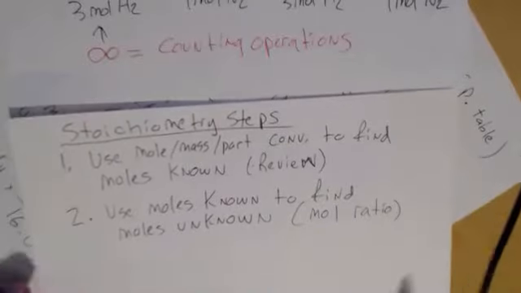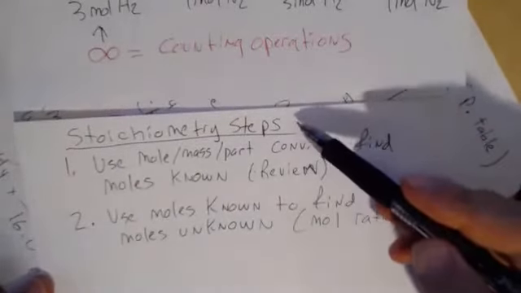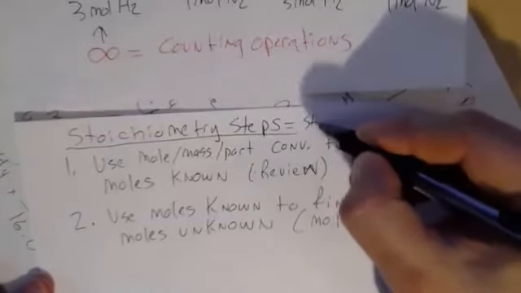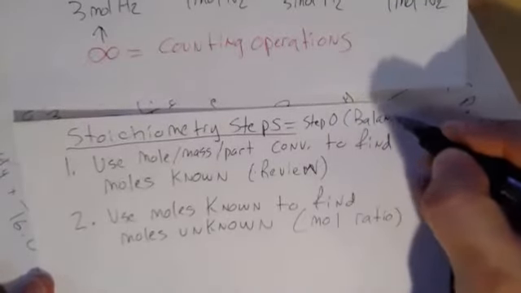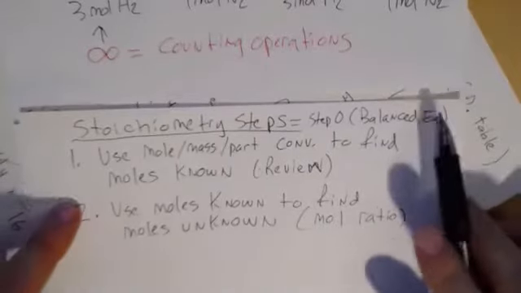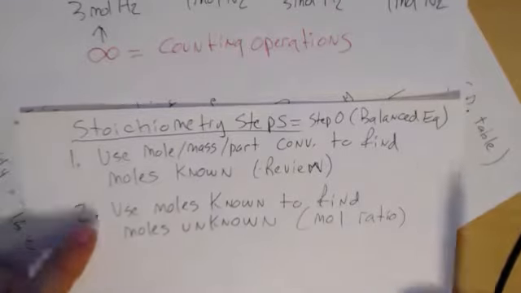Technically, there's a step 0. I guess I should have made room. Is it okay if I put a step 0 up here? Step 0 is you need to have a balanced equation. If you don't have a balanced equation, then you can't do this. Okay?